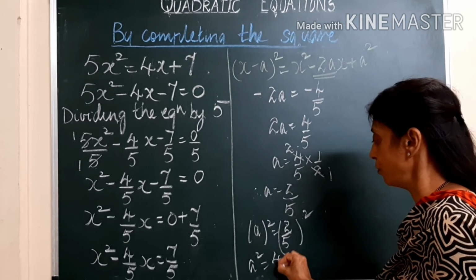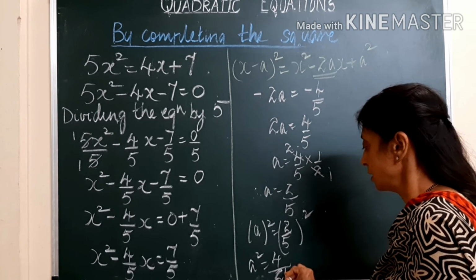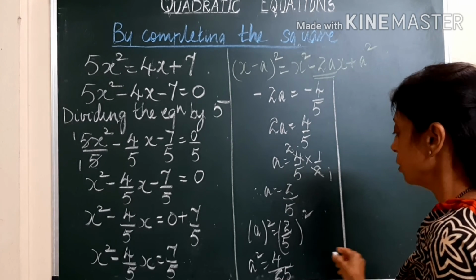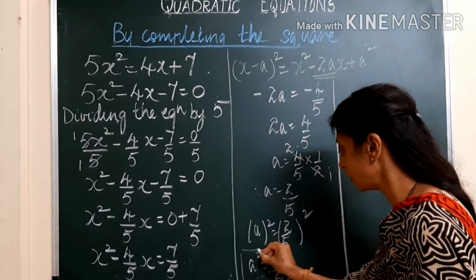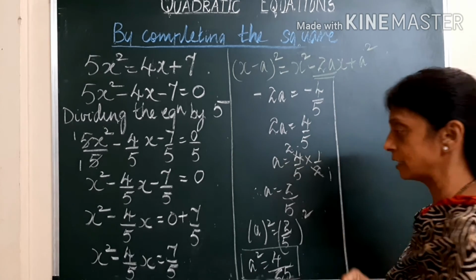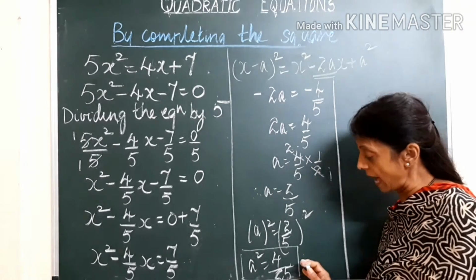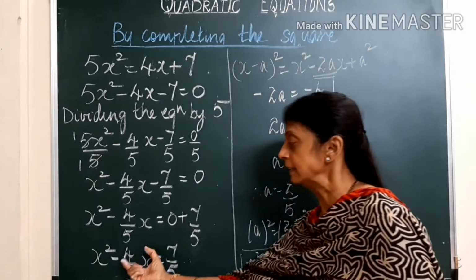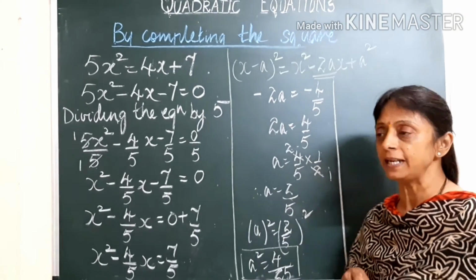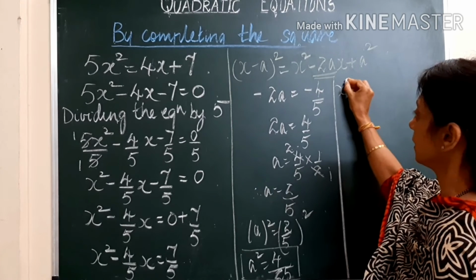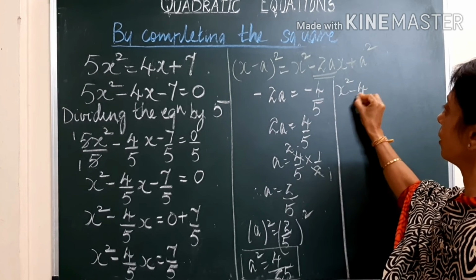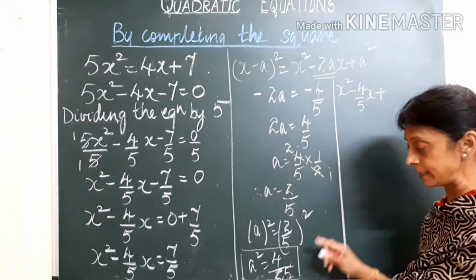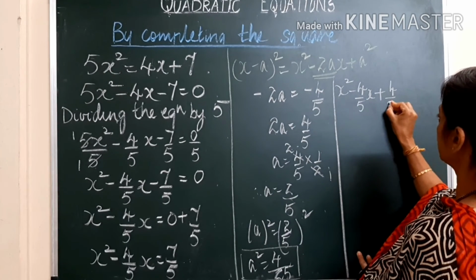2 square is 4, 5 square is 25. Now, to continue, once you get the value of a square, what do you do? You add it to your left hand side as well as right hand side, such that the left hand side becomes a complete square. So let's do it. x square minus 4 upon 5 x plus the value of a square, 4 upon 25.